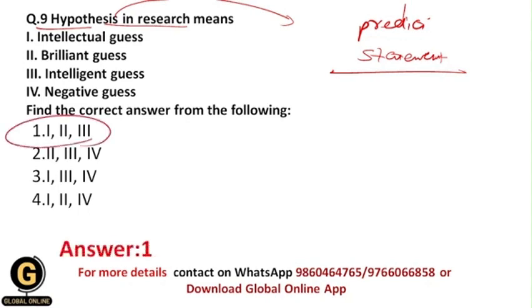So hypothesis can't be a negative guess. Because if it were a negative guess, then how could we test it? That's why it should always be an intelligent, intellectual and brilliant guess.